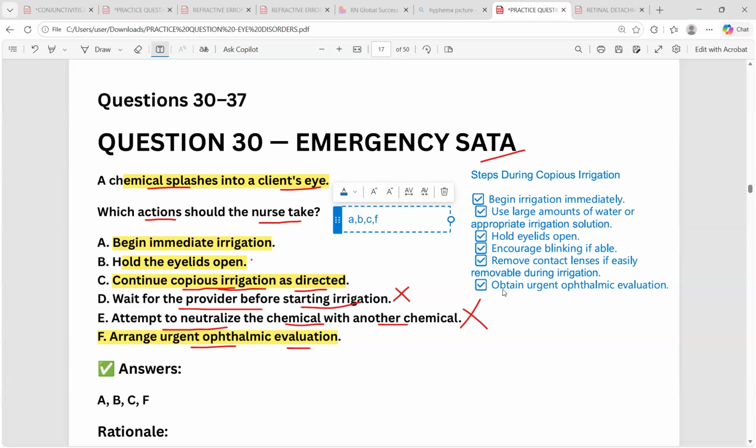So we are instructing the client that, if the patient is able to blink the eye, we can tell the client to blink the eye. That is for the complete removal of the chemical from the eye. It will promote the elimination of the chemicals from the eye through this solution. Any further doubt?